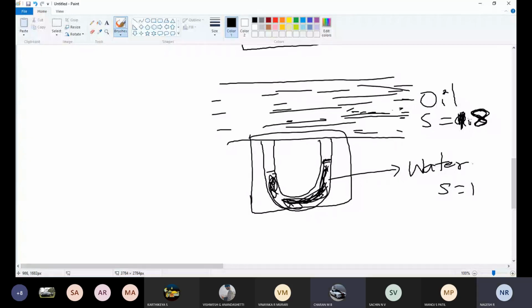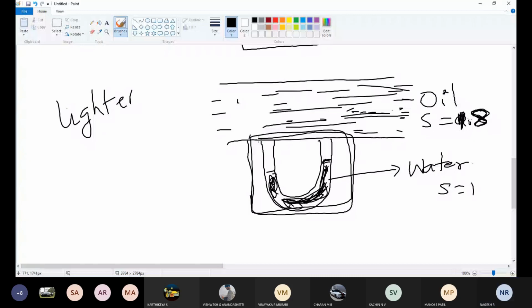It is lesser, so I will take lighter. Only take with respect to this. If it is more with respect to this, then I am going to take higher. If this is less compared to this, I am going to take lighter. Then I will take the formula H is equal to X into 1 minus SL by S naught.